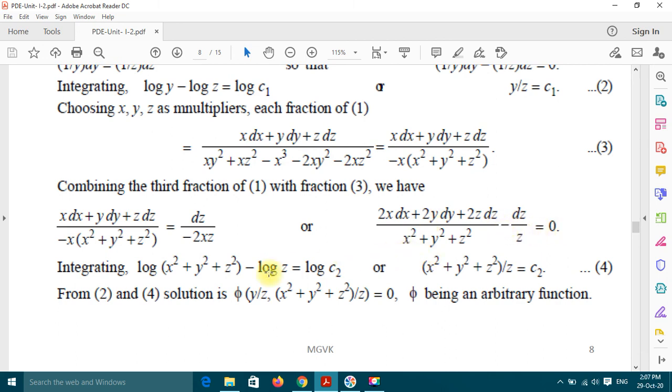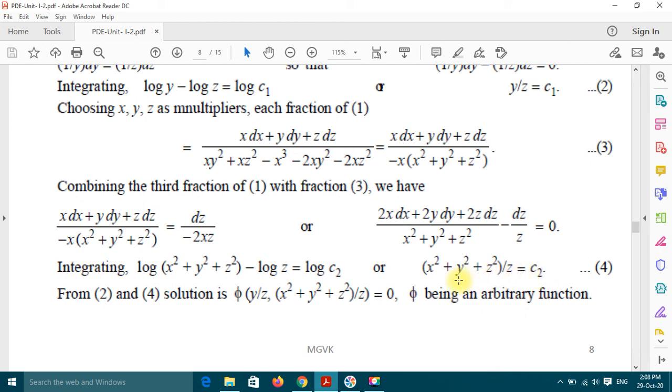Now we integrate it, then we get log of (x square plus y square plus z square). Why we get log of x square plus y square plus z square? Because 2x dx is written as d of x square, 2y dy is written as d of y square, 2z dz is written as d of z square. Means d of (x square plus y square plus z square) upon (x square plus y square plus z square). Means again numerator is the exact differential of the denominator. So we integrate it, then we get log of (x square plus y square plus z square) minus log z is equal to log c2. So (x square plus y square plus z square) upon z is equal to c2.